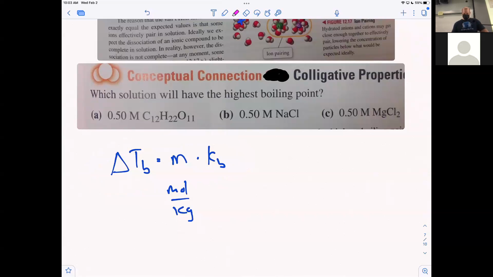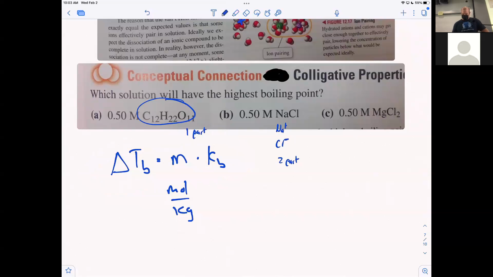And although moles and molal are closely related, if you look at this, sucrose is a molecule, so this is going to be 1 particle. Sodium chloride is going to be sodium ions and chloride ions, so it's going to be 2 particles.